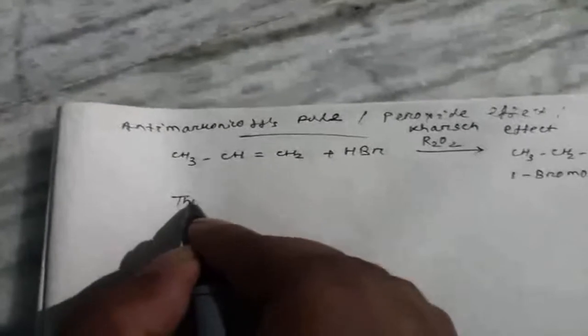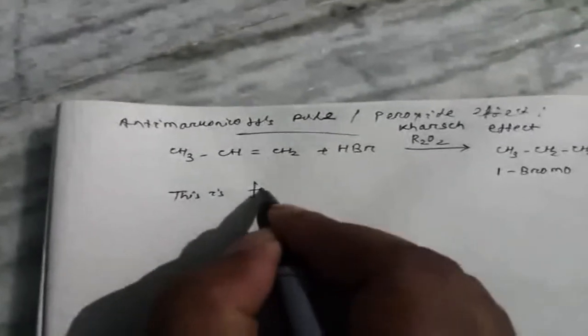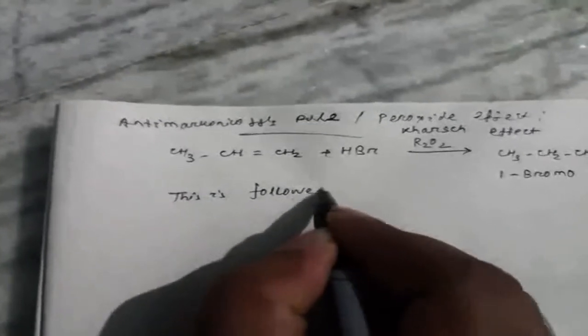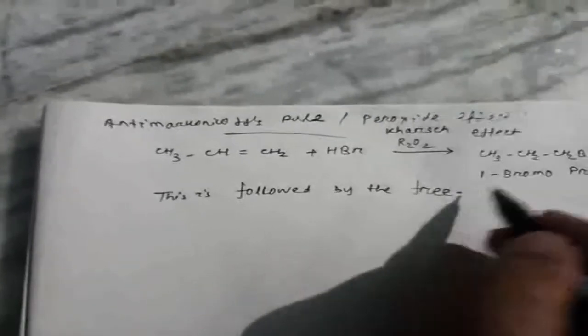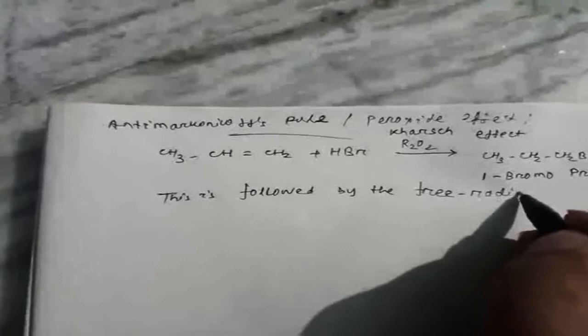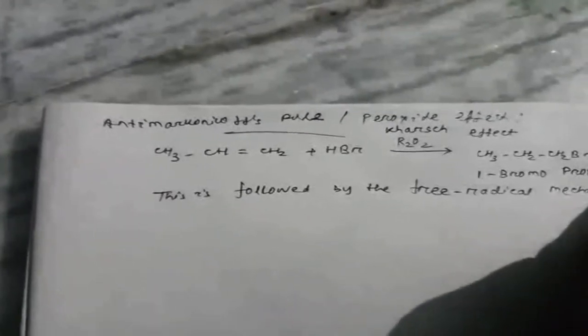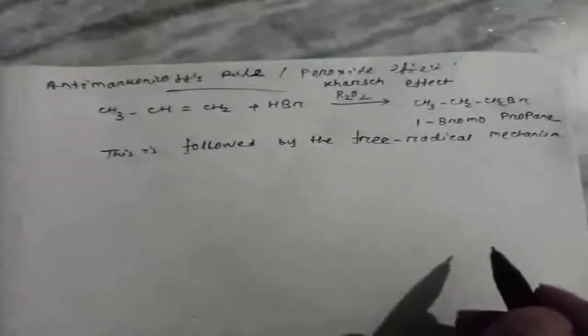This is followed by the free radical mechanism, which is in your first year. The mechanism is discussed in the first year chapter of alkene.